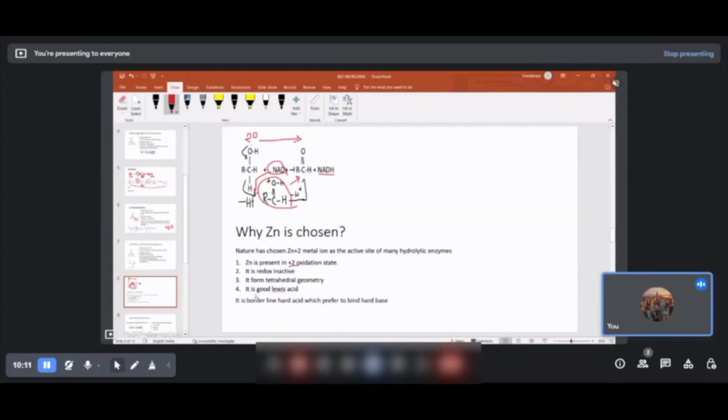And the last point is, it is a borderline hard acid which prefers to bind with hard bases. It is a borderline hard acid, so it will always prefer to bind with hard bases. So these are the few reasons why we always choose zinc as the metal ion.